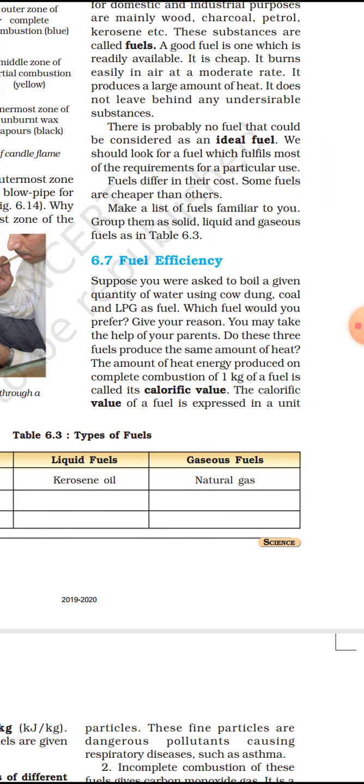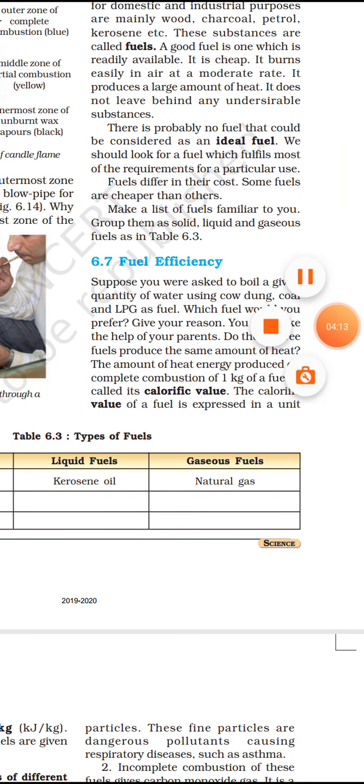Next, what is fuel efficiency? Suppose you are asked to boil a given quantity of water using cow dung, or other fuels, which fuel would you prefer? And do these three fuels produce the same amount of heat? No, the three fuels will not produce the same amount of heat.